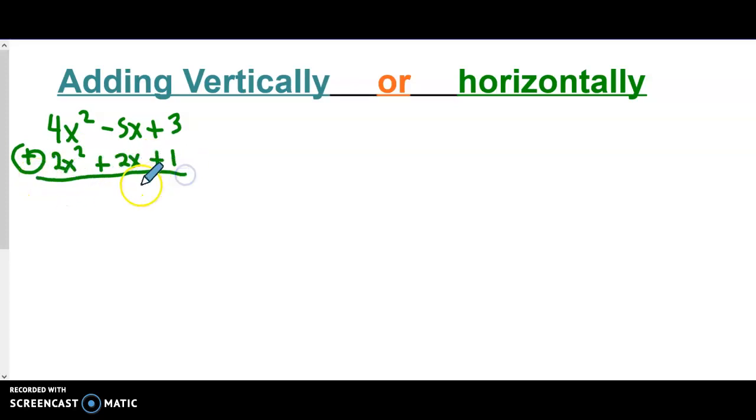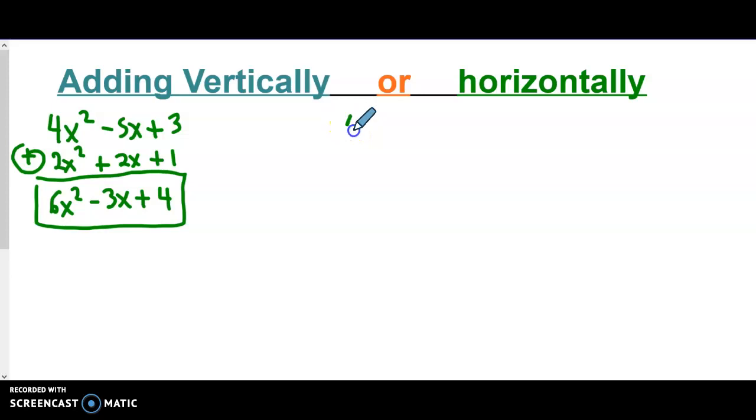So one way to do it is vertically. You can start from here. I have aligned them so they're in order. X squares, x's, and numbers, and it's the same way you would add or subtract numbers. 4 plus 2 is 6 of that. Negative 5 plus 2 would be negative 3 of that. You don't change exponents. And 3 plus 1 would be 4. So this is my answer when I add vertically. And of course, this is a trinomial, and it's degree 2. So we would call it quadratic.